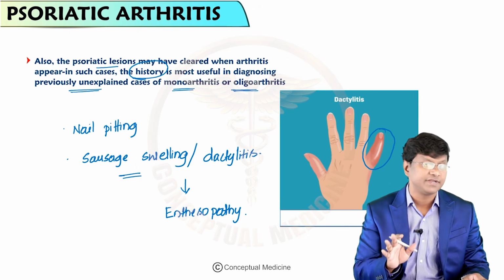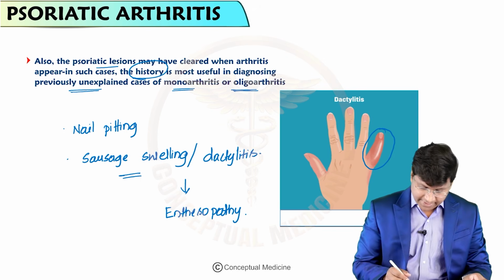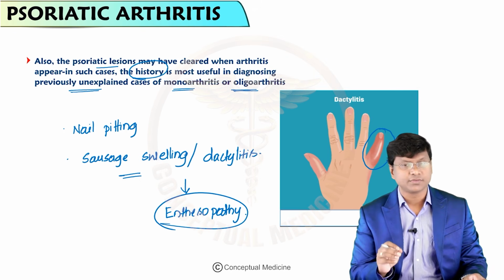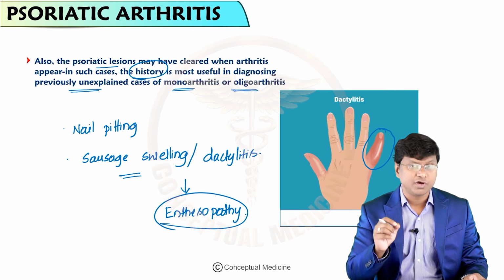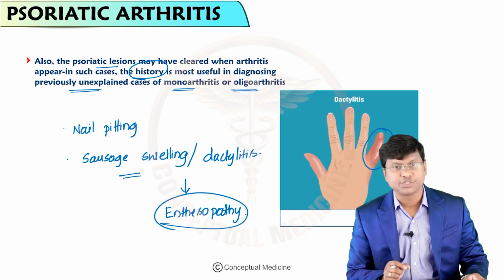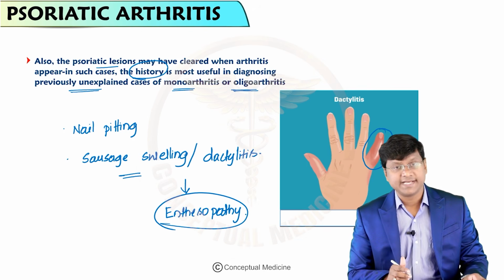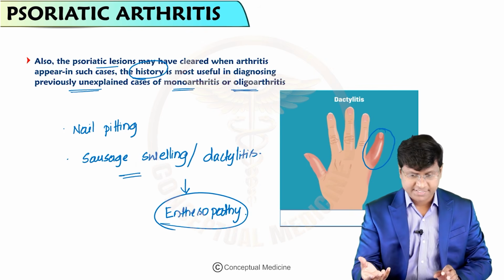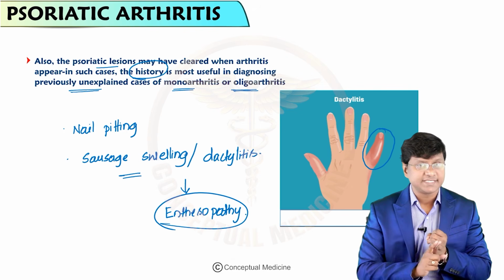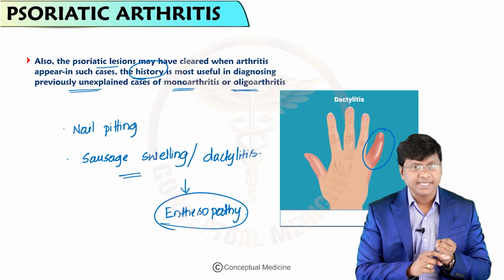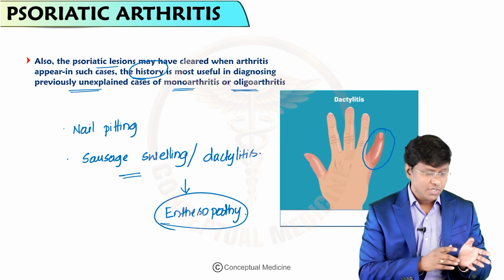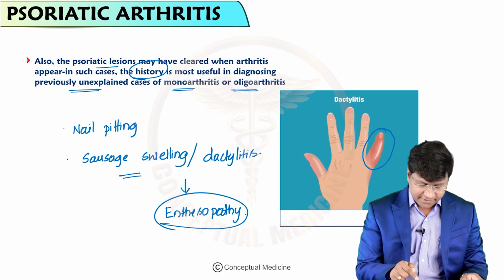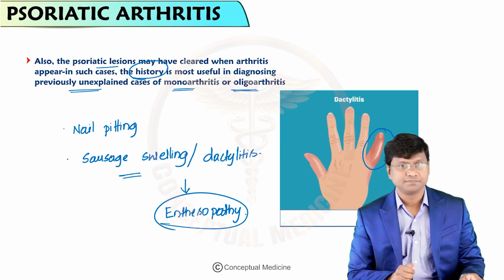So please remember, this is a very, very important point. Now, what do you mean by the word enthesopathy? Enthesopathy is the disorder where you have inflammation of the tendon at the point of insertion into the bone. That is what is called enthesitis or enthesopathy. So, how can you make out that a particular patient is suffering from psoriatic arthritis? Either by searching for the skin lesions, or by asking for the history of previous skin lesions, or by searching for pitting of the nails, or by looking for the sausage swelling or dactylitis.